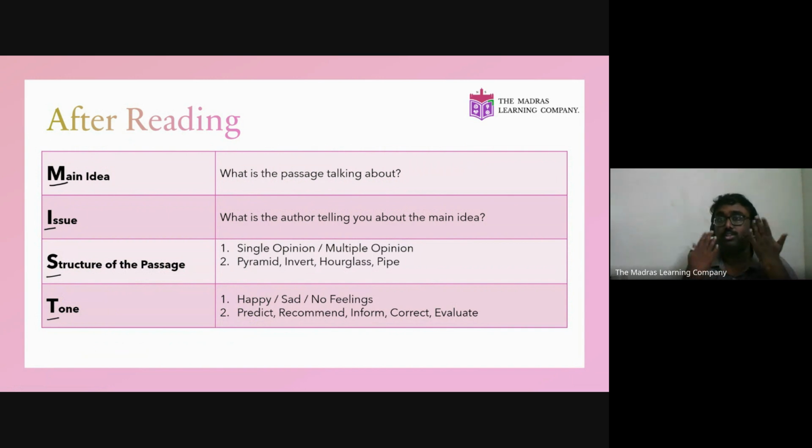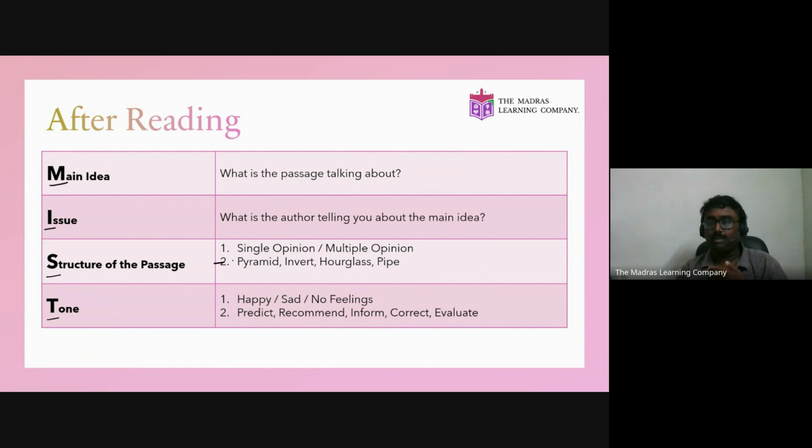Main idea: what is the passage talking about? For example, if I take Chennai Express, the main idea is Deepika Padukone. That's the central character around which the entire story revolves. So the main idea is that one thing, one person, one animal, one idea, something about which the passage is being written. Then you have issue. Issue is what is happening to that character. In Chennai Express, the issue is that she ran away from her house and Shah Rukh Khan came in, then she fell in love with Shah Rukh Khan. That whole story is your issue. Structure: when it comes to structure, two things. One, you already know.